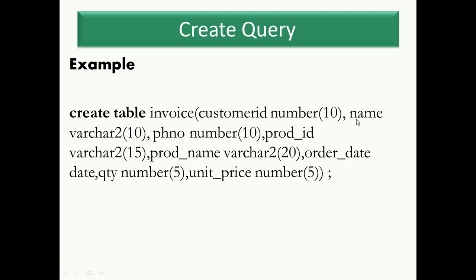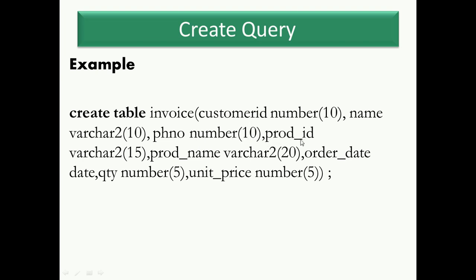Then the next column is name, and the data type of name is varchar2 and its size is 10. Next is phone number. Again, phone number is going to be only numbers, so number and its size.